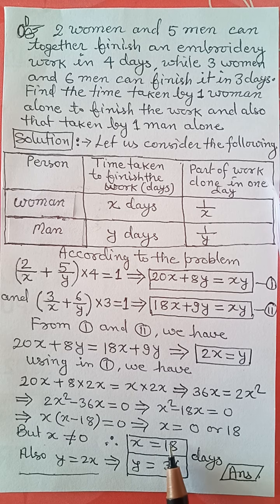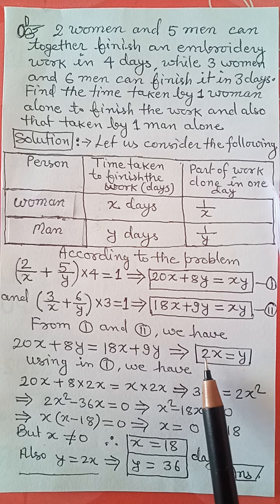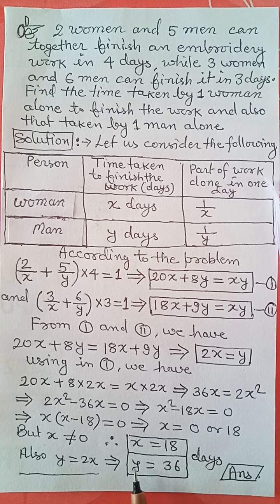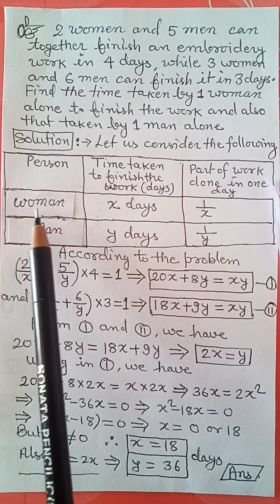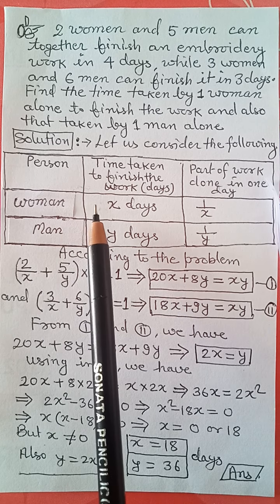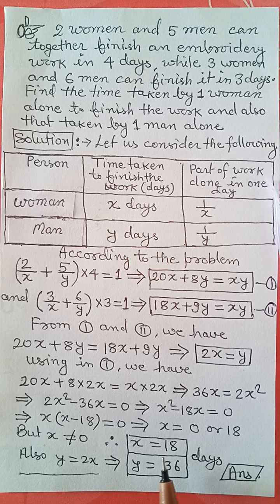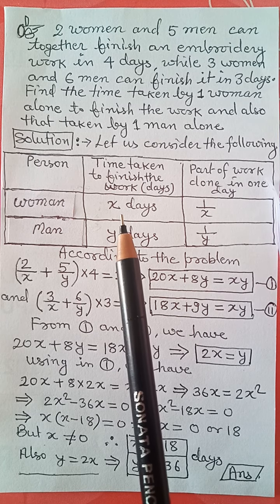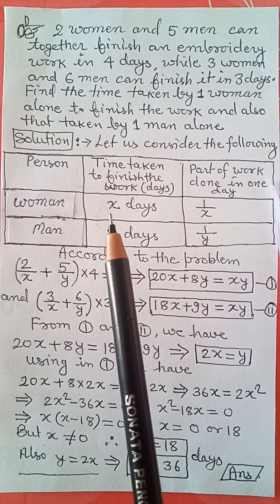And if x is equal to 18, y is twice x, therefore 2 multiplied by 18, that is 36. Hence, y is equal to 36. Thus, a woman can take 18 days to finish the job, and a man can take 36 days to finish the same job, that is the embroidery work.